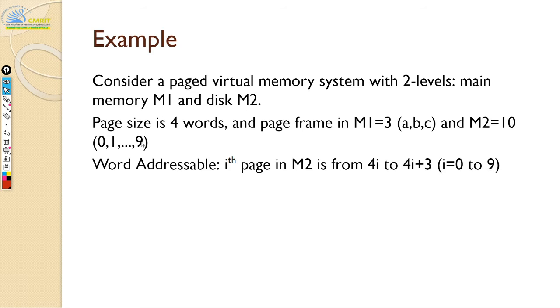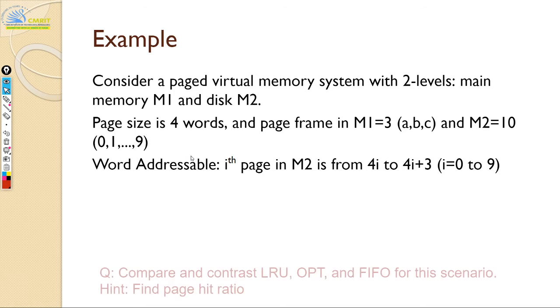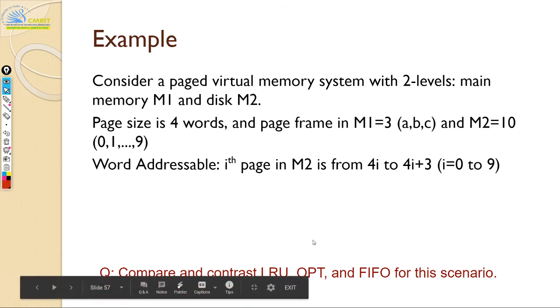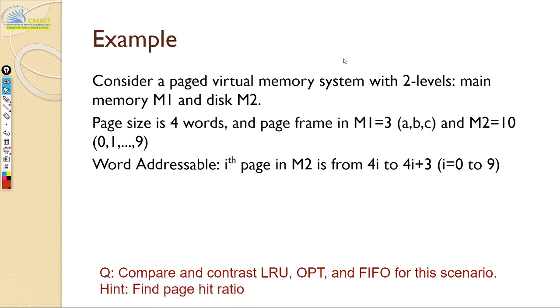Pages 0 through 9. Now, how do you come up with the address? Every 4 words you will consider as one page. Our goal is to compare and contrast three different algorithms. One is LRU, second one is OPT, and third one is FIFO. Can you guys get a pen and paper and be ready? We will solve this problem.